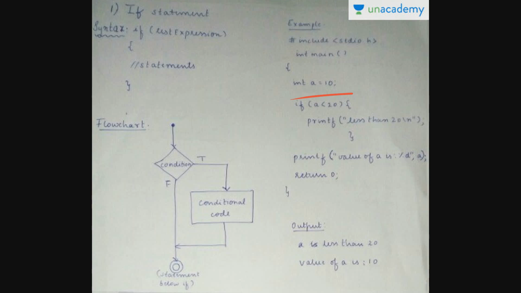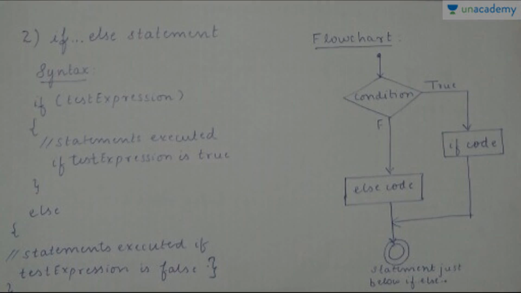Since this condition is true, we come to this step and print this statement. So less than 20 is printed first. Then after the if is finished, we come to the next printf statement. Value of A is %d, means we are pointing it to an integer data type, and A is the variable. So A's value is 10. So value of A is 10. So this is the output of the program.